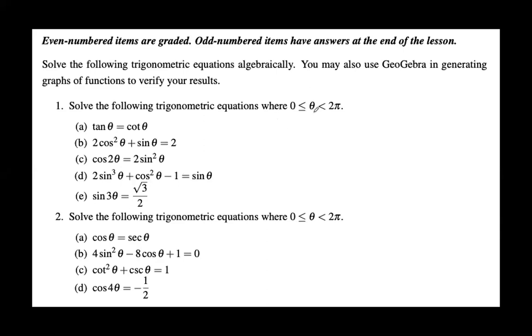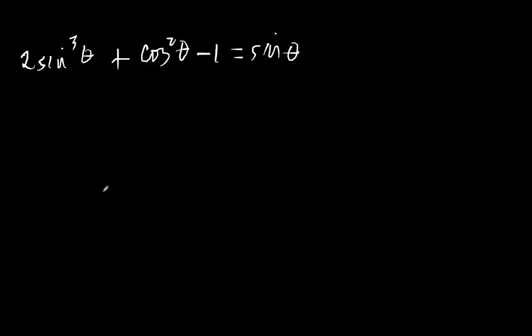2 sine cube theta, cosine square theta, minus 1, equals sine theta. Tama ba ako, guys? Yan, tama. And the angle should be coming from the given range from 0 to 2 pi, inclusive of 0. Okay. 2 sine cube theta cosine square theta minus 1 equals sine theta.